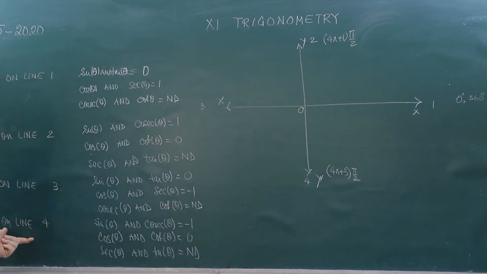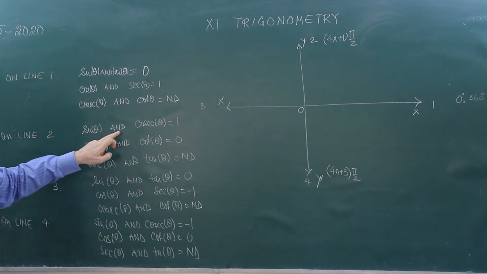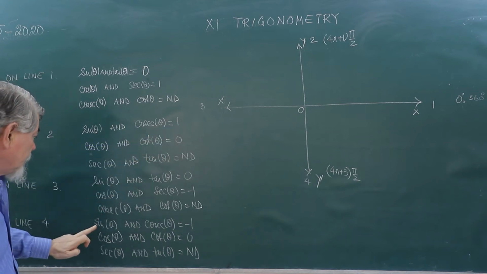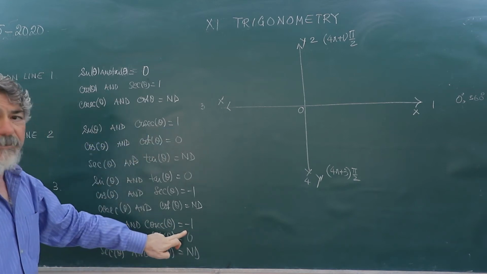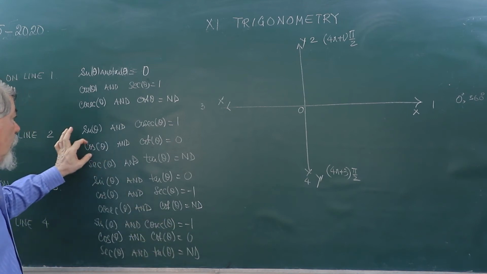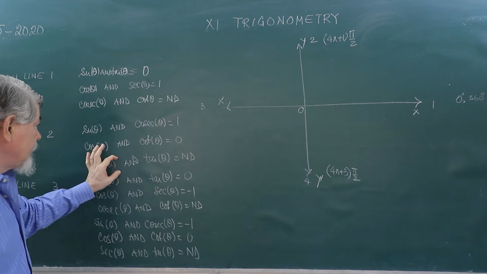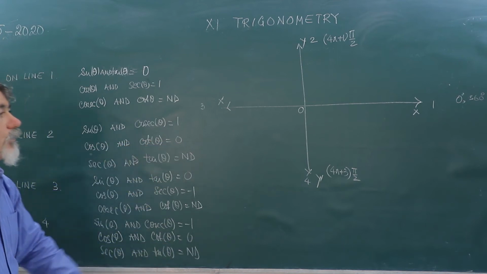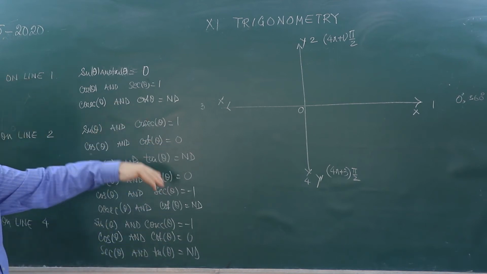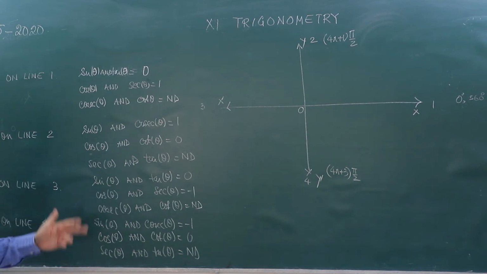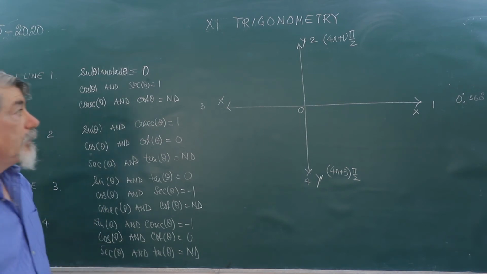Now let us see line 4. Line 4 will be the same as line 2. Sin theta and cosec theta will be minus 1. Cos theta and cot theta will be 0. And sec theta and tan theta will be not defined. So this is just general information which will be useful later on.